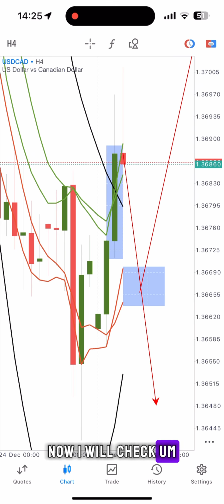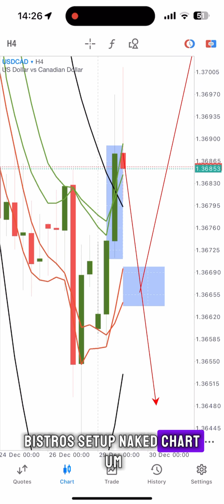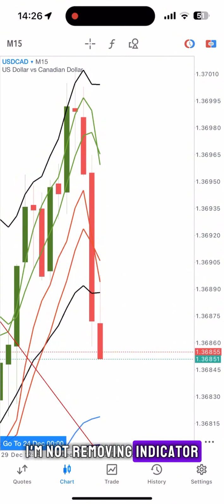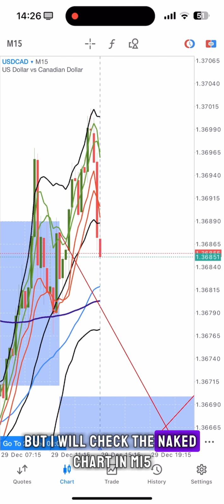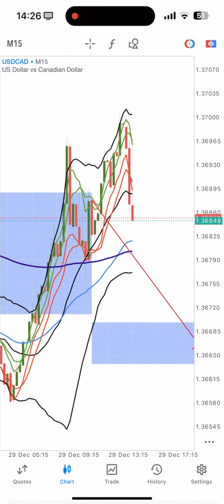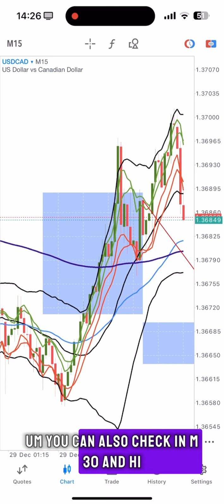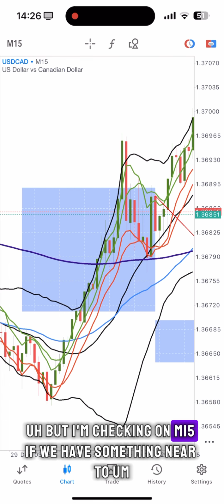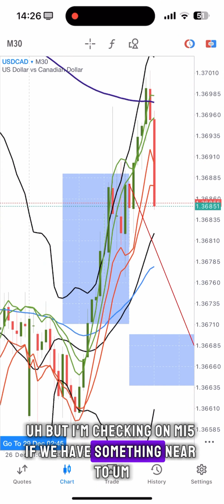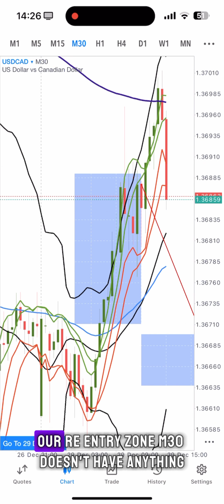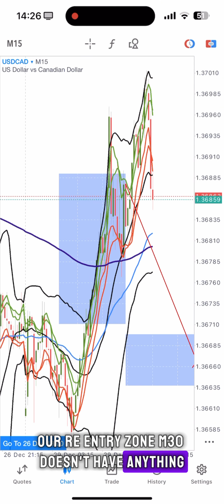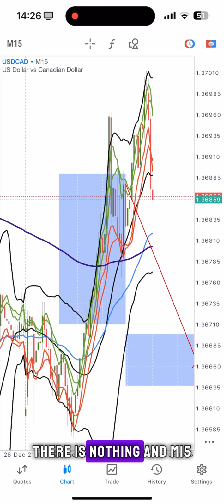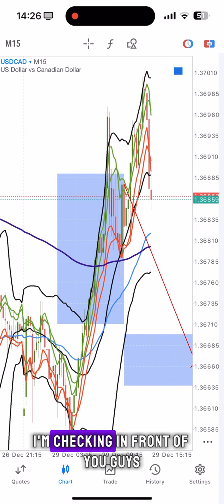Now I will check Bistra setup, naked chart. I'm not removing indicator, but I will check the naked chart in M15. You can also check in M30 and H1, but I'm checking on M15 if we have something near to our re-entry zone. M30 doesn't have anything. H1 I already checked, there is nothing. And M15 I'm checking in front of you guys.